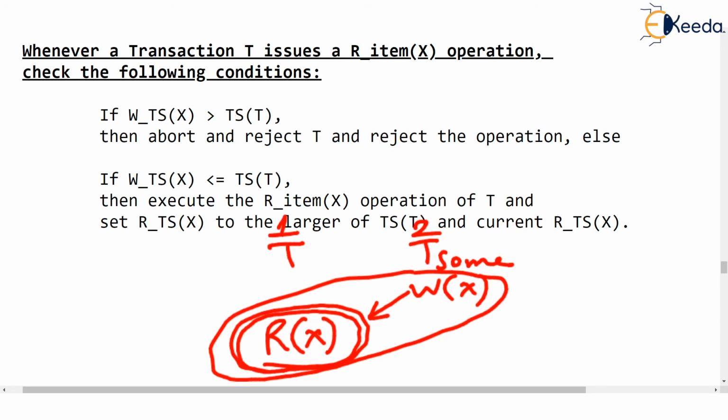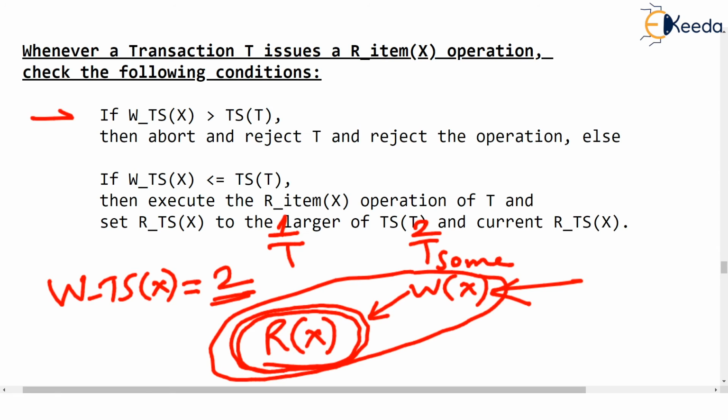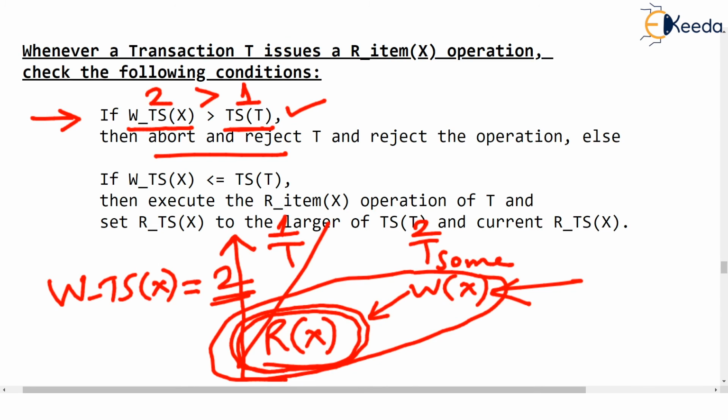Okay. So what do you know about this? What is the write timestamp of X at this point of time? Last time X was written by the transaction which has timestamp 2, isn't it? So check this condition now. The write timestamp of X is 2. Is it greater than the timestamp of the transaction which is making the request? Yes, this is true. Hence, abort this T and roll it back. Correct or not? So T starts all over again with a new timestamp such as 3.